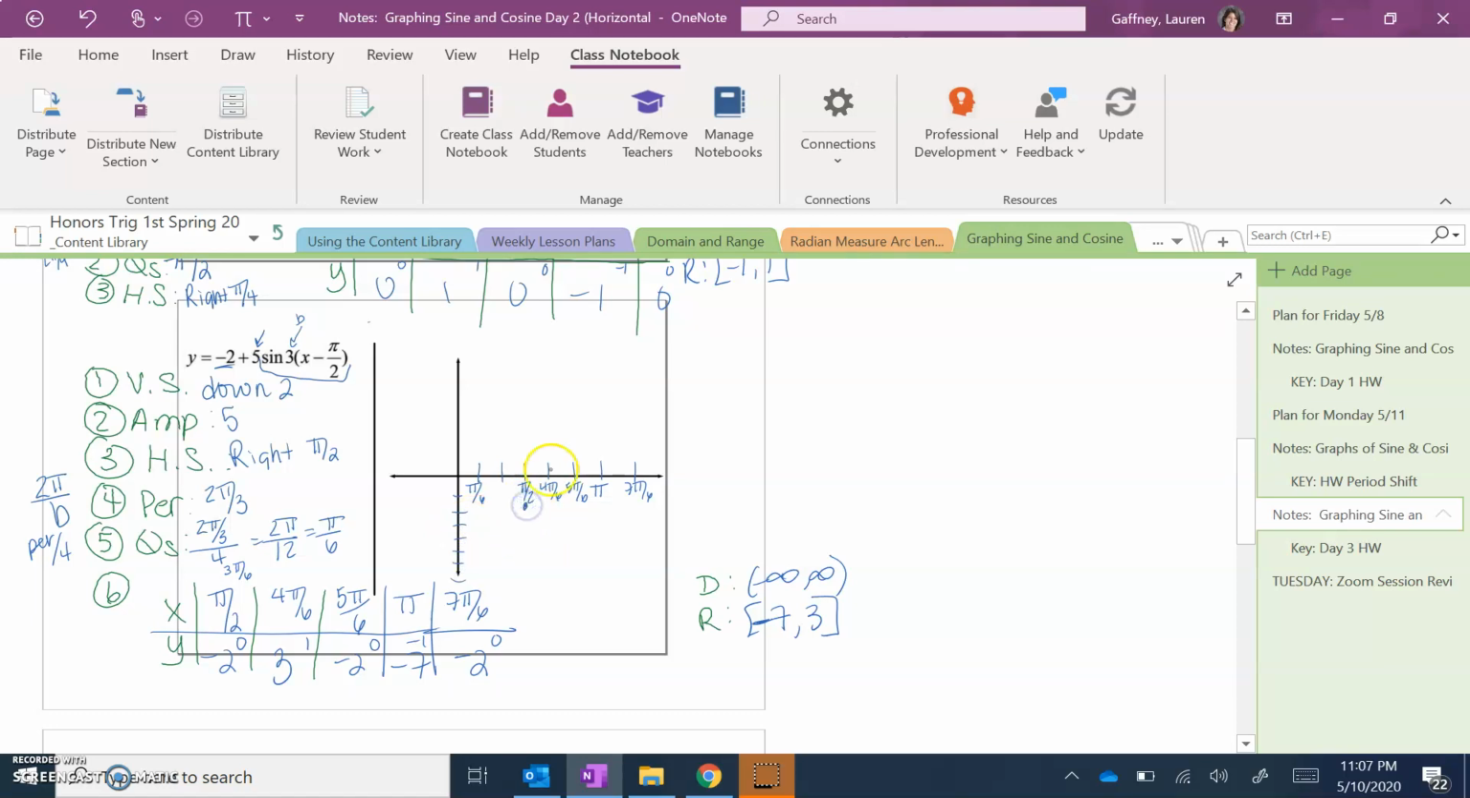Okay, and then at 4 pi over 6, I'm up at 3. 5 pi over 6, I'm back at -2. At pi, I'm down at -7 and back at -2.